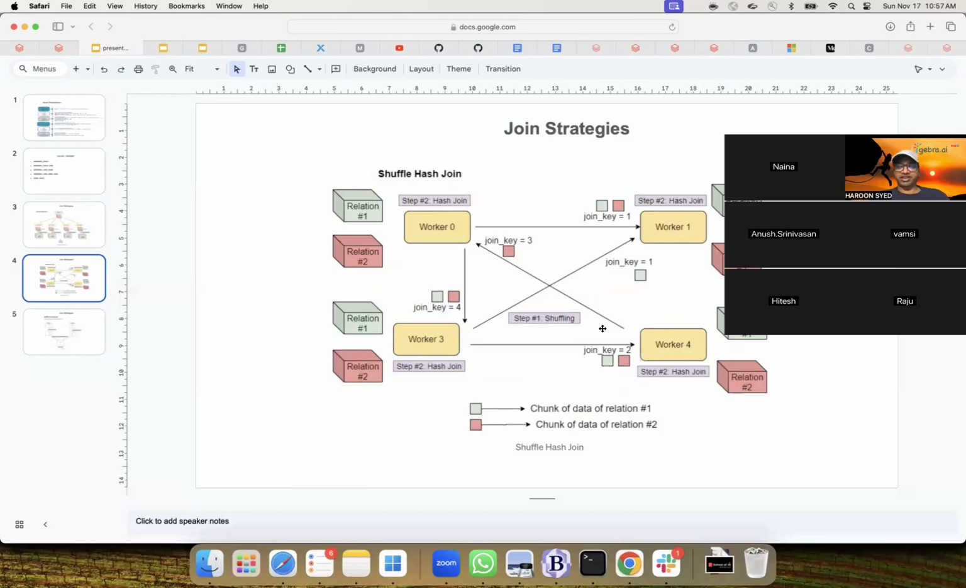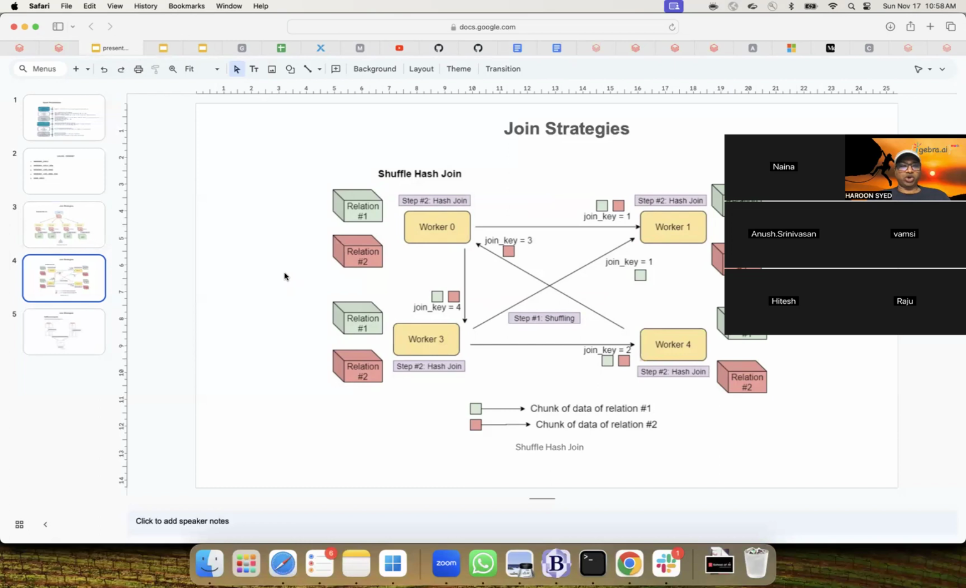If the data set is bigger and does not fit into the memory of each node, then what happens? Based on the join key, like we have seen, the data gets shuffled across all the workers. Step 1 is shuffling. First, you shuffle based on the keys, and then you do a hash join. Hash join is basically looking at the keys and then joining. That's the shuffle hash join.